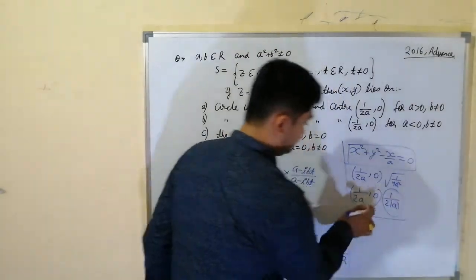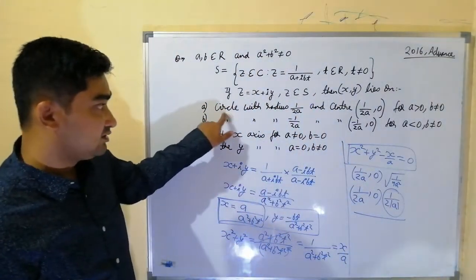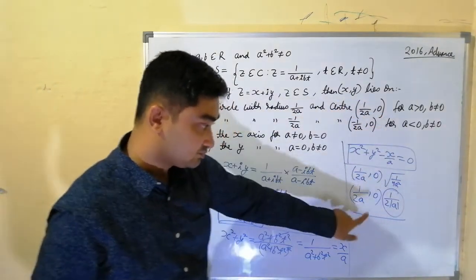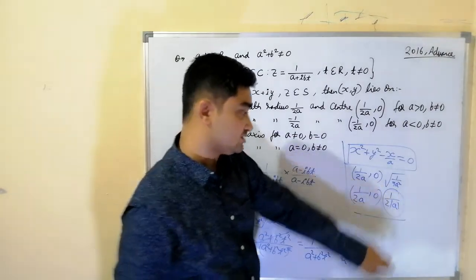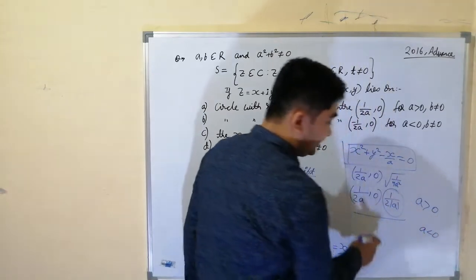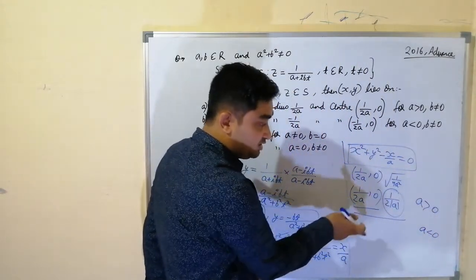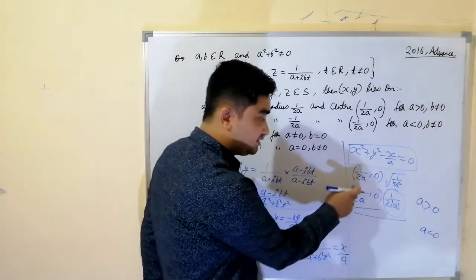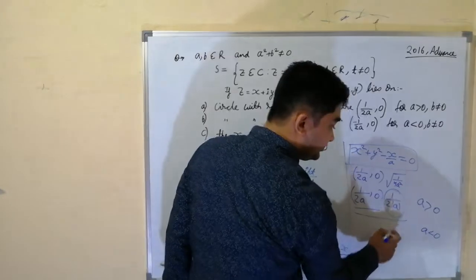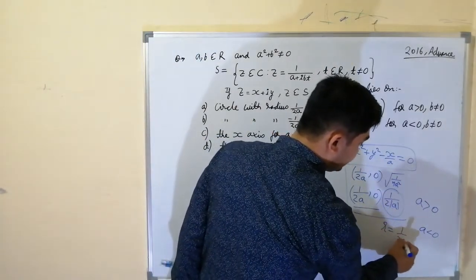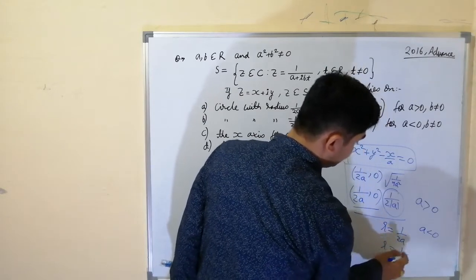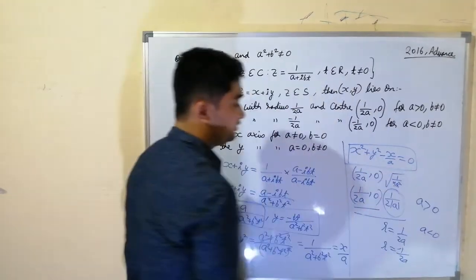So this is the answer. The x and y will lie on a circle with radius 1 by 2a and center 1 by 2a comma 0. Now here we will have two cases: first case a greater than 0 and second case a less than 0. The center is the same for both cases. In the center there is no mod; the center is always 1 by 2a comma 0. But the radius will change. When a is positive, then radius is 1 by 2a. When a is negative, then radius is minus 1 by 2a, because the radius will depend on the modulus of a.